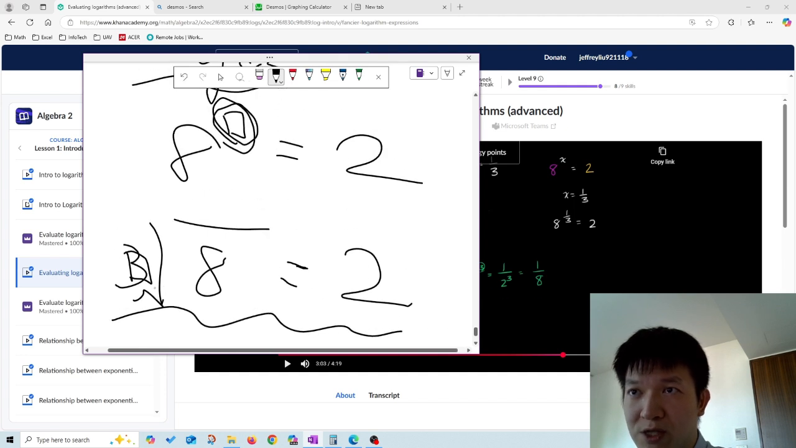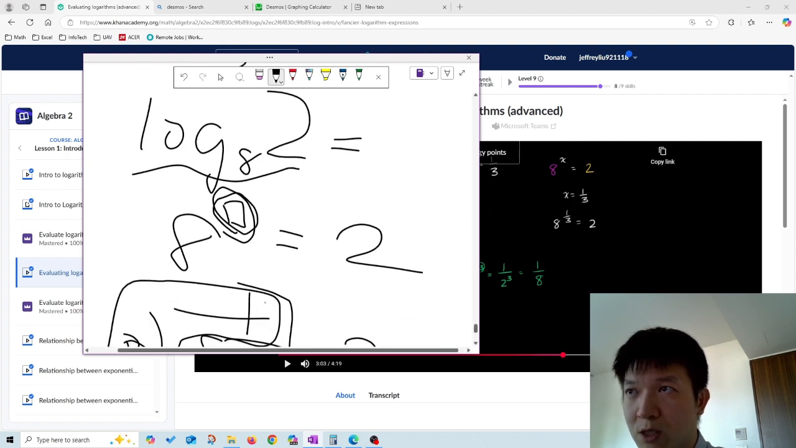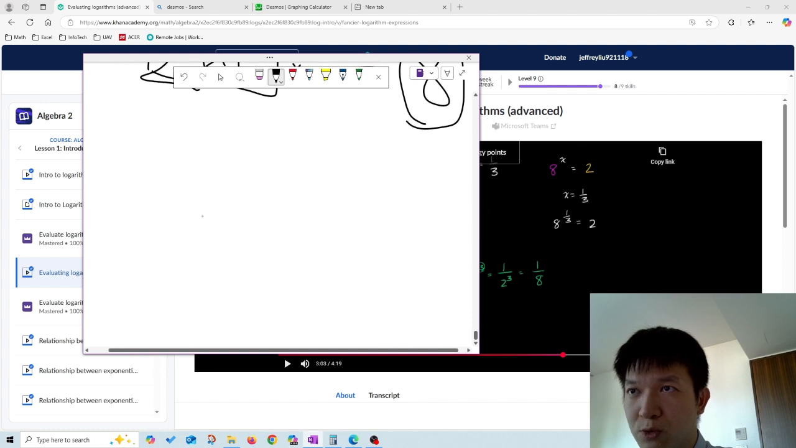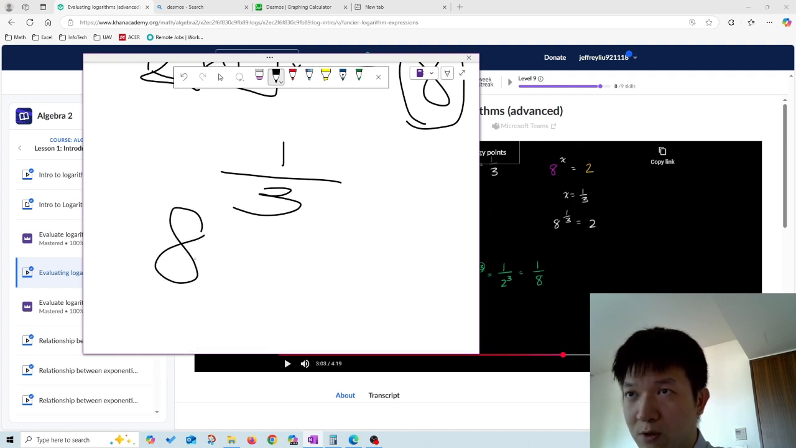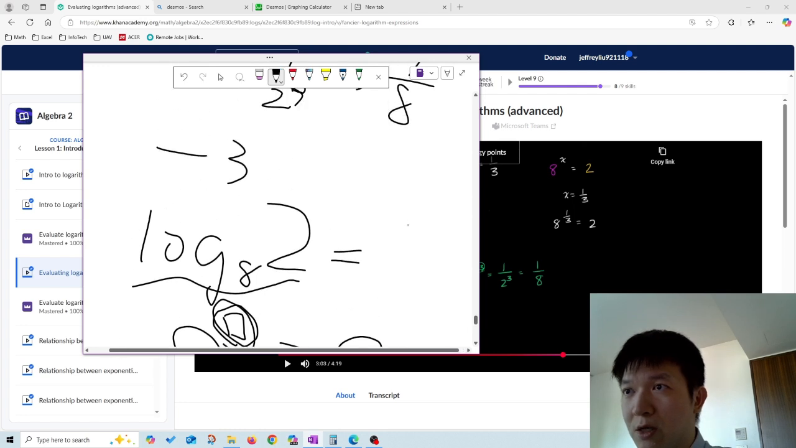So how do we place that? How do we place this whole thing into our exponential form? How do we express a root of something? Of course, it's going to be 1/3. 8 to the power of 1/3 really means you take the third root of 8, right? So the answer is going to be 1/3.